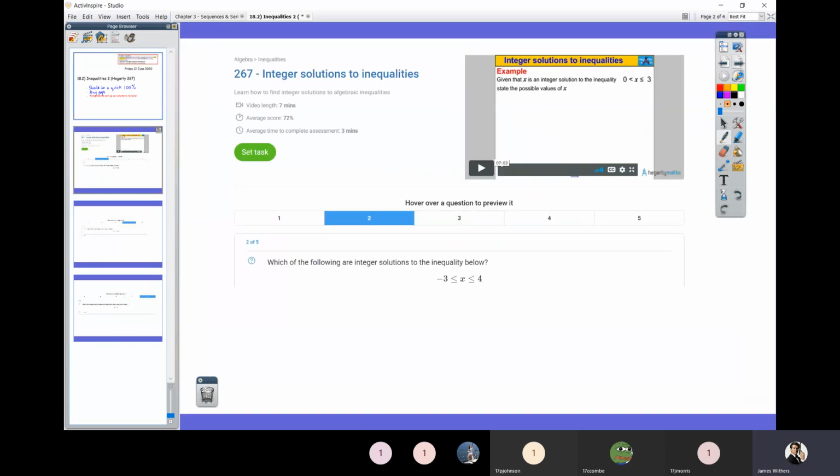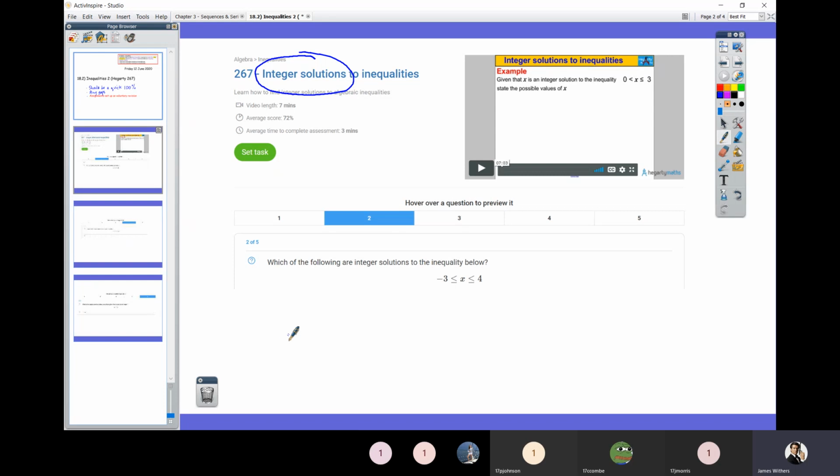So we've touched on this already. What we're doing today is not number lines. We're looking for integer solutions, which just means whole number solutions. So questions 1 and 2 are just asking you to write down all the whole numbers that fit into this inequality. Now you remember how this works. It means that x has got to be greater than or equal to -3, but less than or equal to 4. So what whole numbers fit into that?